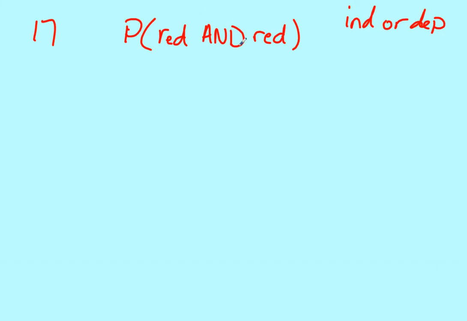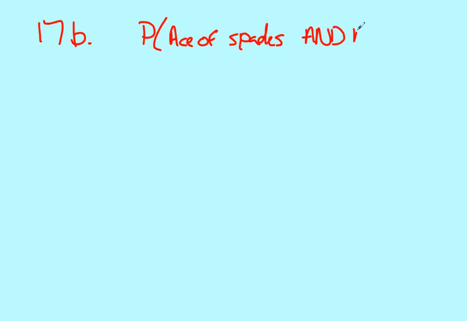So what we can do to help clarify the situation about picking 2 cards at once is to take a different example. Okay, so let's consider 17b, which isn't a real problem. If we say, what is the probability of the ace of spades and the ace of spades?